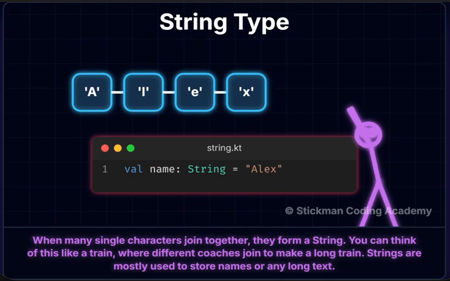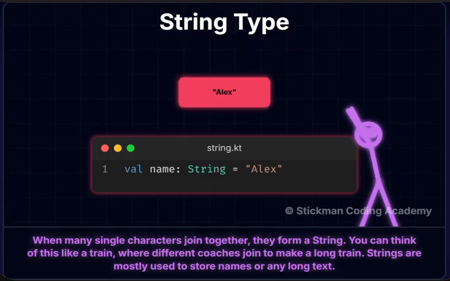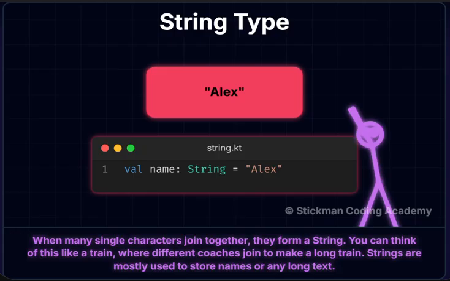When many single characters join together, they form a string. You can think of this like a train, where different coaches join to make a long train. Strings are mostly used to store names or any long text.